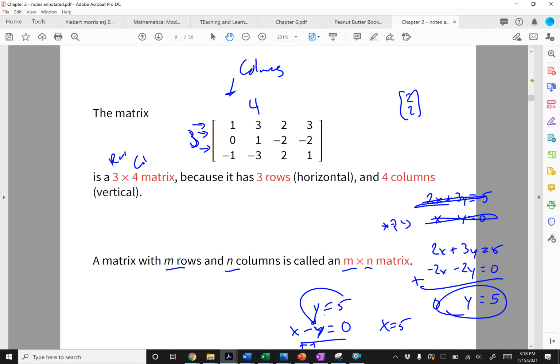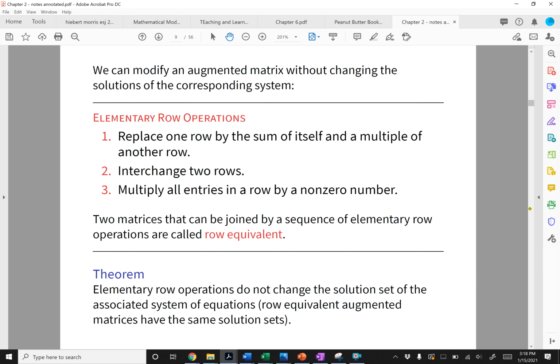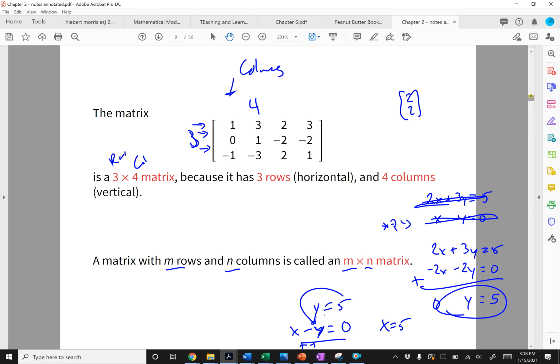Okay, those operations, those things you're already comfortable with doing here, I hope, are the basis for row operations. So we can replace one row by the sum of itself and a multiple of another row. Here, let's start with these. These are the easier ones. Okay, you can interchange two rows. It doesn't matter if we go back to the system and I rewrite x minus y equals 0 and 2x plus 3y equals 5. It doesn't matter if I write it.